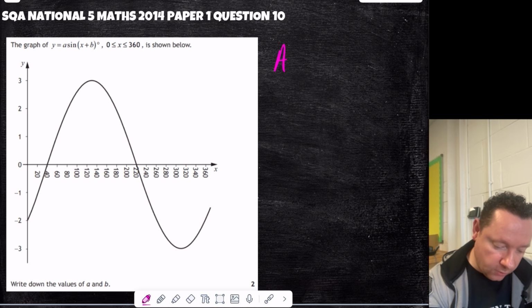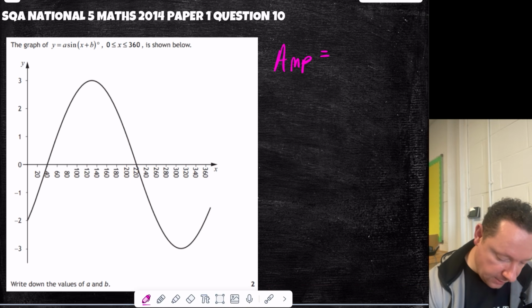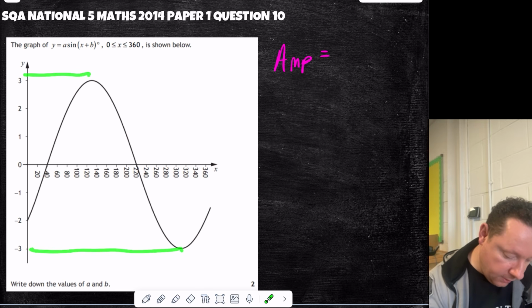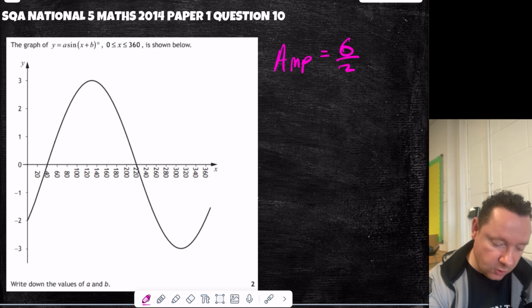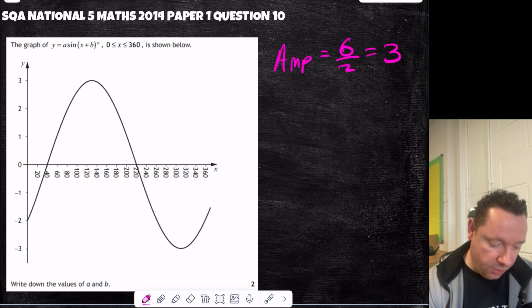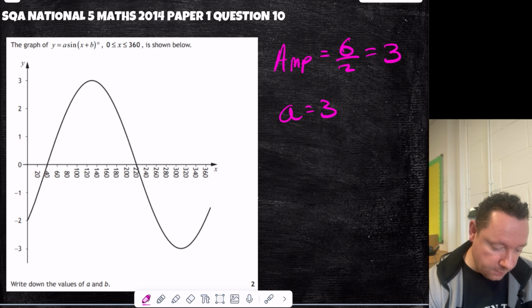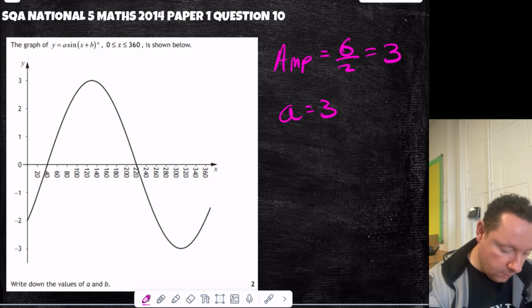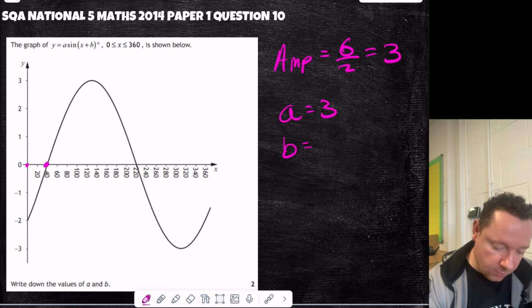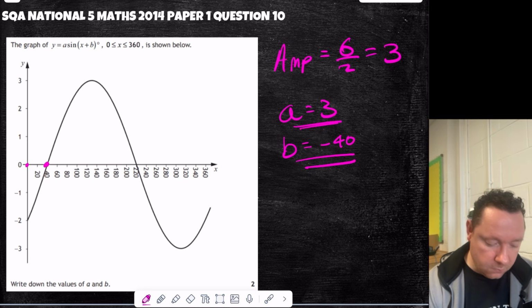So amplitude first. Our amplitude, it spans. It goes from minus 3 to 3. So that's a span of 6. 6 divided by 2 is 3. So we know our amplitude is 3. So that means that A equals 3, because that's always our amplitude, the number in front. And then plus B means a shift to the left by a certain amount. So we can see here it's 40. It usually starts there. So that means that B must equal minus 40 degrees, because I've shifted to the right by 40. And I'm done there.